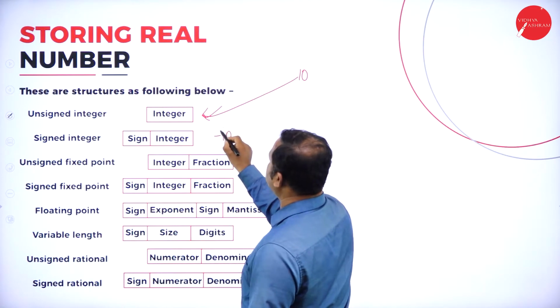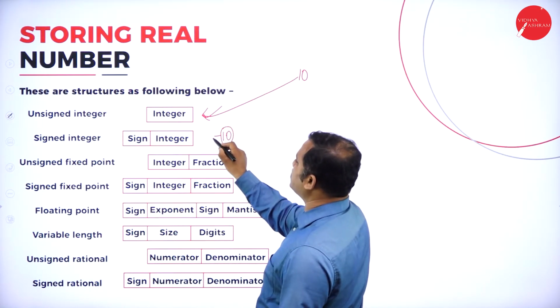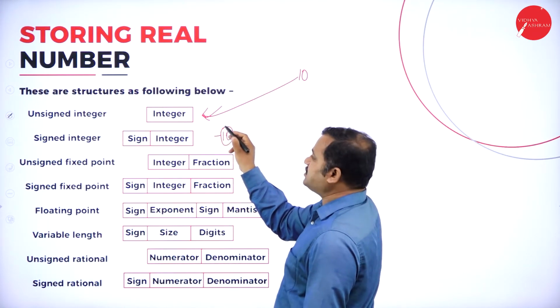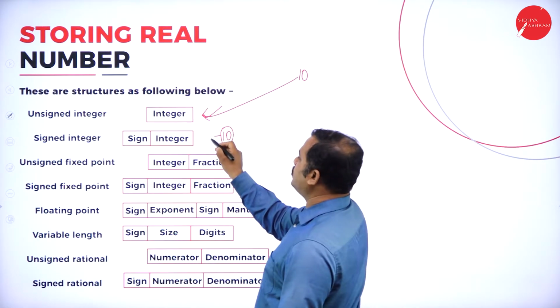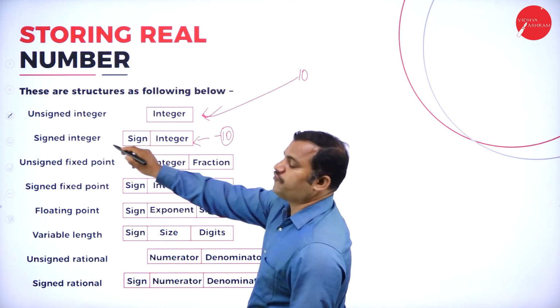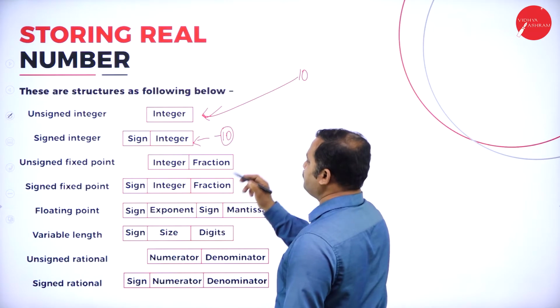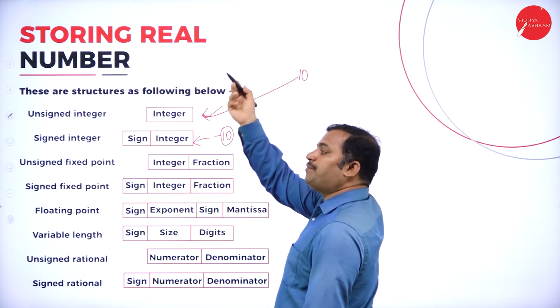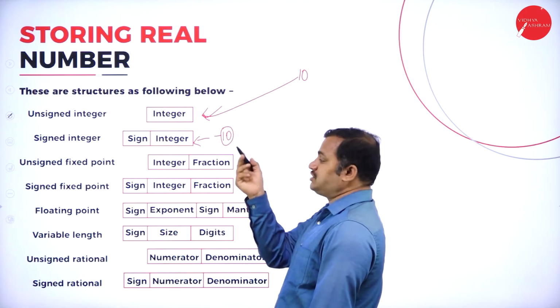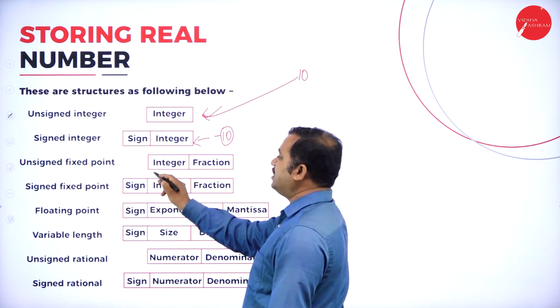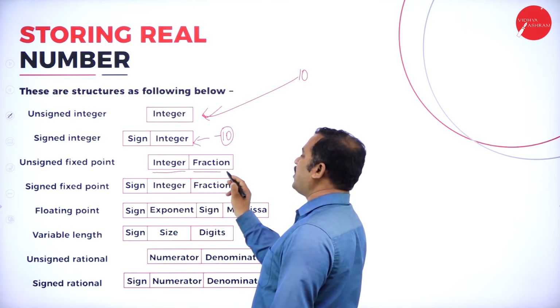I have the decimal digit here as well as a sign, which is indicating that it is a negative number. So it has to be represented in this format, signed integer format. Then unsigned fixed point format. What is the meaning of fixed point format? You can see that there is an integer part as well as a fractional part.